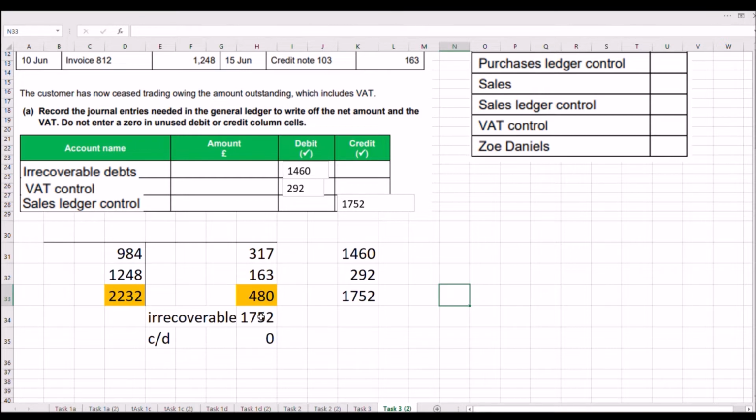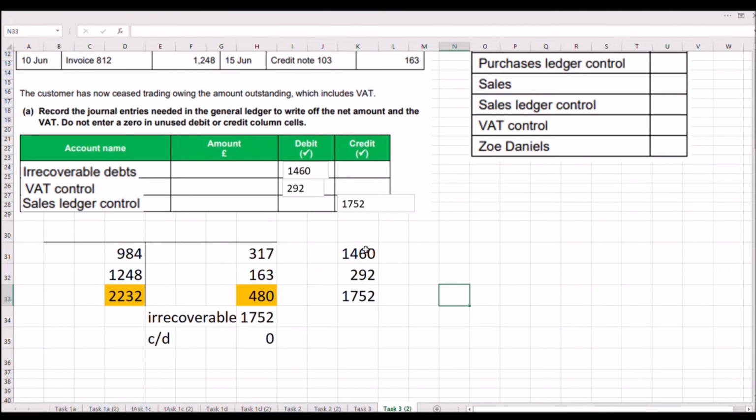Credit, sales ledger control account. Note as well that sometimes it's the trade receivables control account, sometimes the sales ledger control account, sometimes the debtors account, whatever it would be. Same thing. Now, what we've then got is this one says that we've got VAT within it in here.